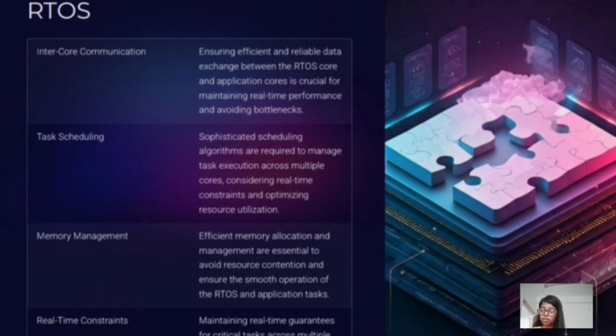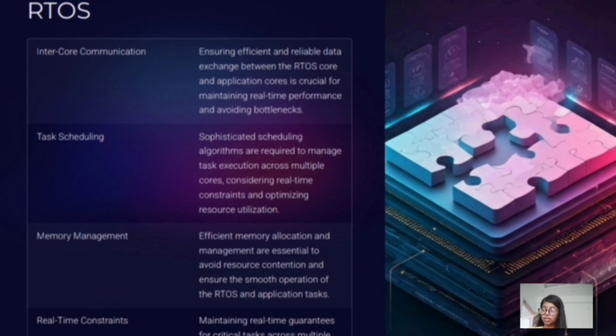And the next one is memory management. Efficient memory allocation and management are essential to avoid resource contention and ensure the smooth operation of the RTOS and application tasks. So we need memory for doing this, and we have to manage the memory. Memory allocation should be efficient to manage all the application tasks by the RTOS.